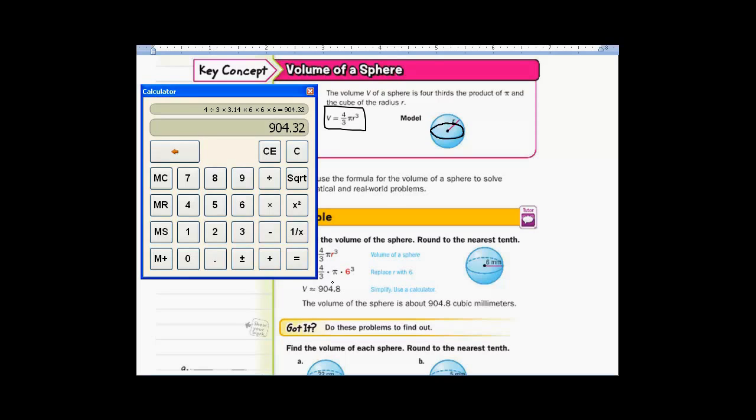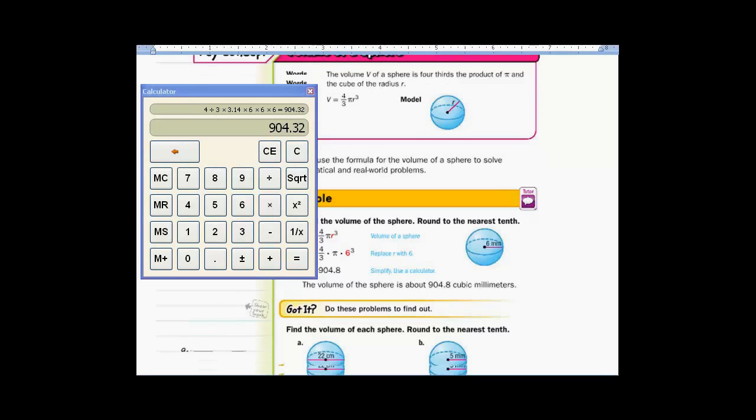Same thing. What was the label on this? Cubic millimeters. So you could also do 904.3 millimeters cubed. Remember, if you use an exponent, you put it on the unit, not on the number. So it's not 904.3 cubed, it's millimeters cubed. Okay, let's go ahead and I'm just going to have you try one of these at the bottom.